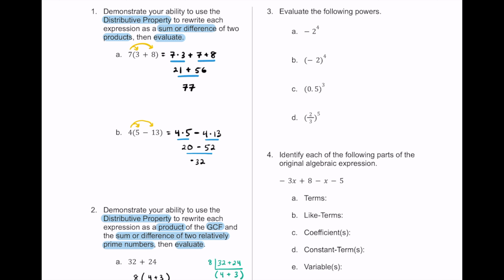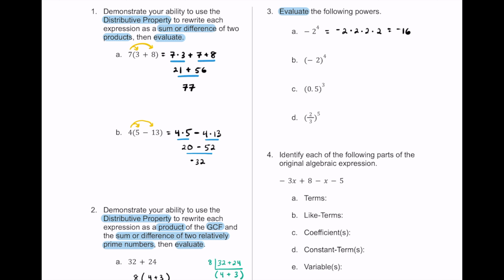Here's number 3. For number 3, we're going to go ahead and evaluate these powers. So we're just going to be solving these basically. So we have this first one. This is negative 2 to the 4th power. Keep in mind, this is negative 2, but it's basically just 4 of these positive 2s. There's only one negative in the front, so be careful with that. Let's see, 2 times 2 is 4, times 2 is 8, times 2 is 16. So this is just going to equal negative 16.